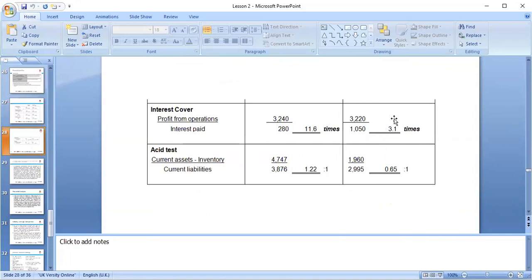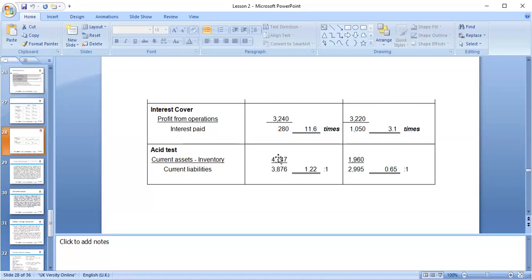So that is less, it's more risky, because your profit is only 3 times. If the profit drops next year, you won't be able to pay the lenders from whom you borrowed the money.